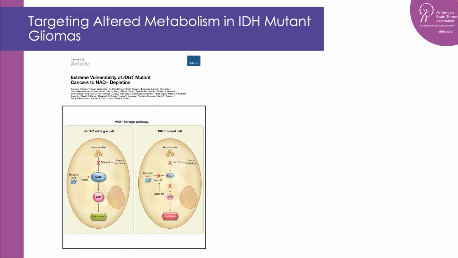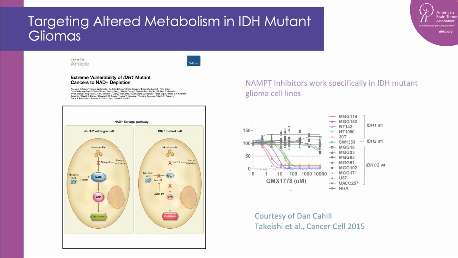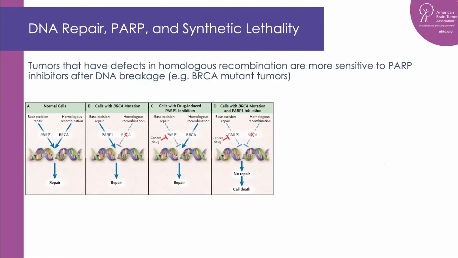Again, just an example, IDH mutation alters metabolism. Here's a paper from Dan Cahill, and you can see that the IDH mutant cell lines, now this is in a dish, not in a person, are in color here, and the IDH wild type are not. And you can see that in the IDH mutant cells, this compound that blocks this NAMT pathway was dramatically effective in killing the tumor cells. Again, in a dish, remains to be proven in a person.